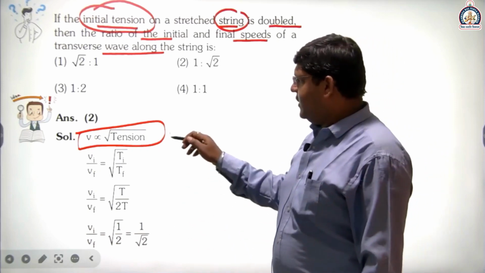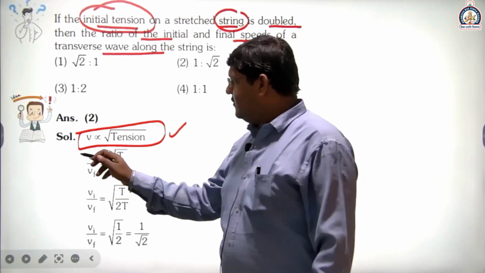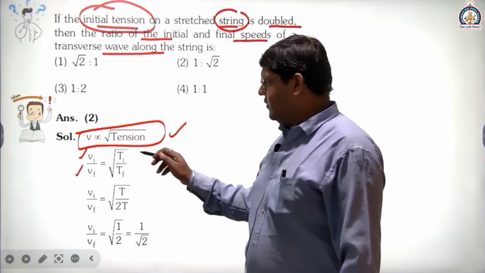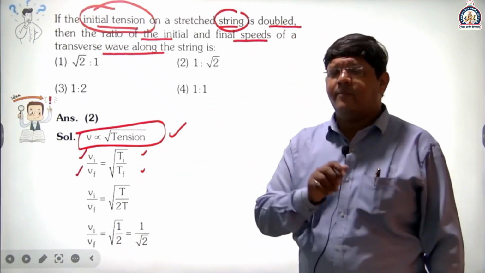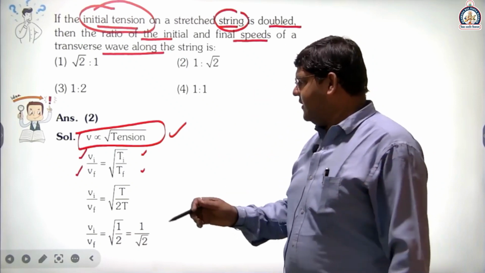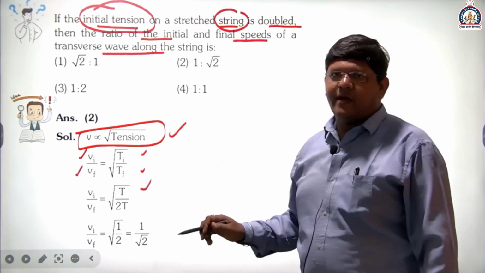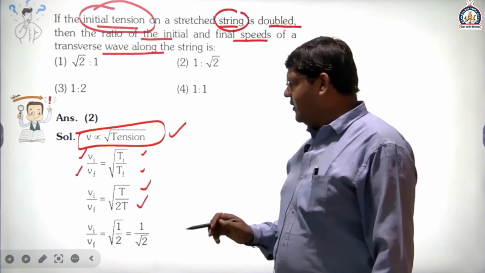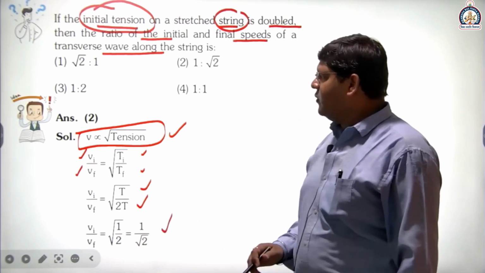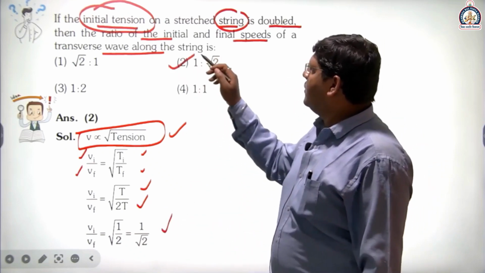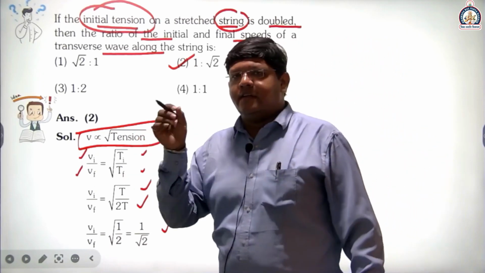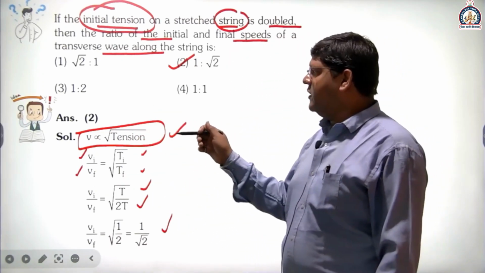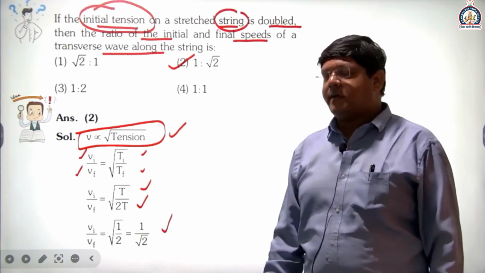When there is a proportional relation, we can write initial speed upon final speed is equal to initial tension upon final tension, under root. The question says tension doubles, so the initial tension is T, and after doubling it should be 2T. On solving we get 1 upon root 2, that is our option number 2. This is simply a question based on the relation that the speed or velocity is directly proportional to root of the tension.